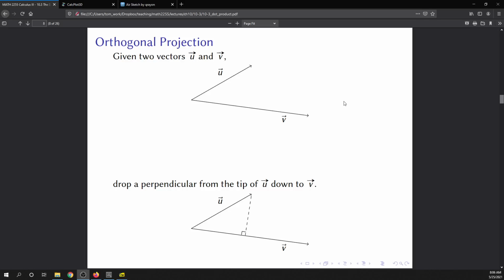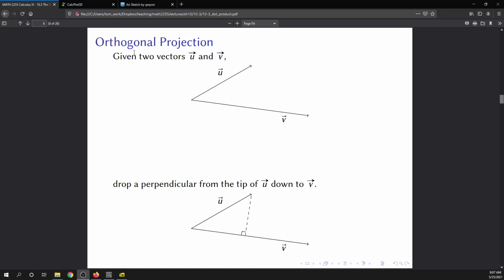In this video, we are going to talk about the orthogonal projection. We've already talked about the dot product, and so if you haven't watched that video about the definition of the dot product, you need to go back and watch that before this one.